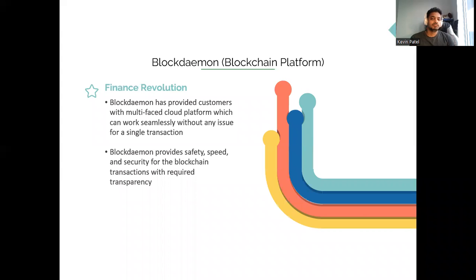Coming to the blockchain platform, it is actually a finance revolution, where it provides the customer with a multi-phased cloud platform to have their transactions in place, and there is no issue reported with any single transaction to date with Black Diamond. Black Diamond also provides a safe, speedy, and secure platform for blockchain. Actually, the target for Black Diamond is to replace physical currency with digital currency.